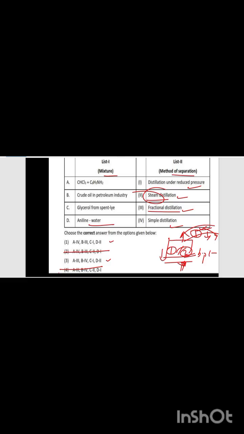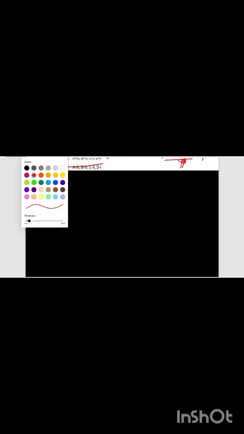Now in fractional distillation, the boiling points of both the substances must be very close. That is, they are compounds of the same derivatives, like that. So what we do is we use a fractionating column.